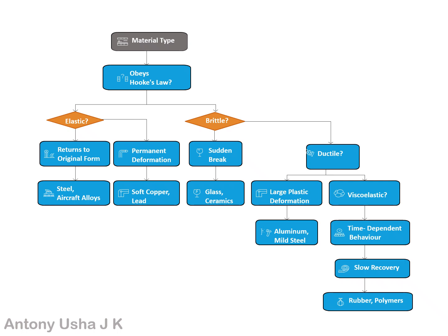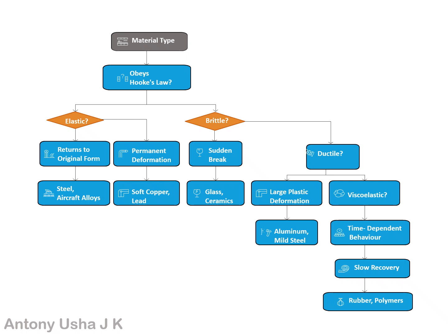Based on the material type, if it obeys Hooke's law and is elastic, it returns to its original form, such as steel and aircraft alloys. If not, it may undergo permanent deformation, such as soft copper and lead. When the material is brittle, it can lead to sudden break, such as glass and ceramics.